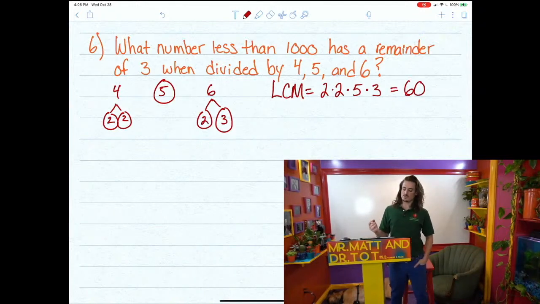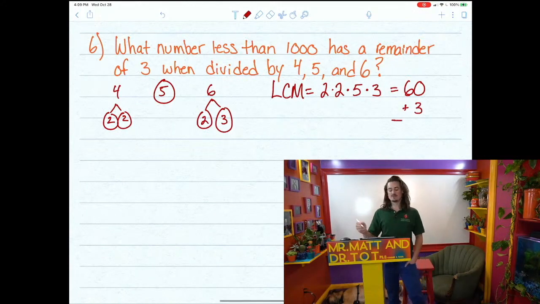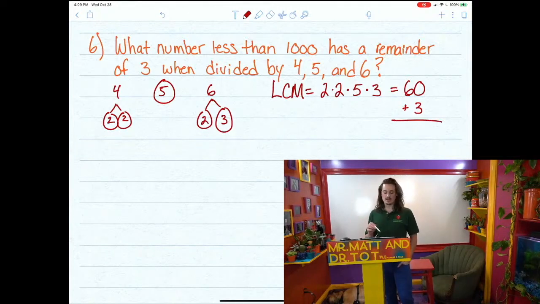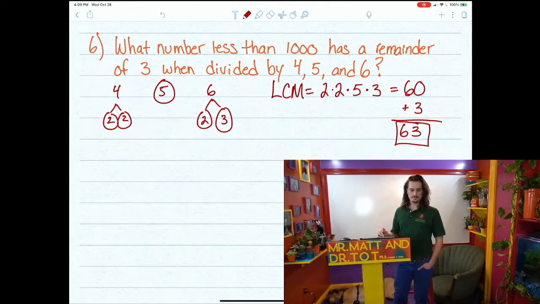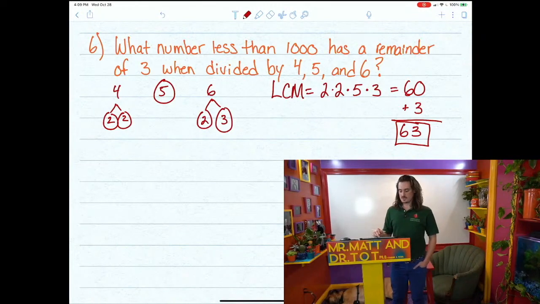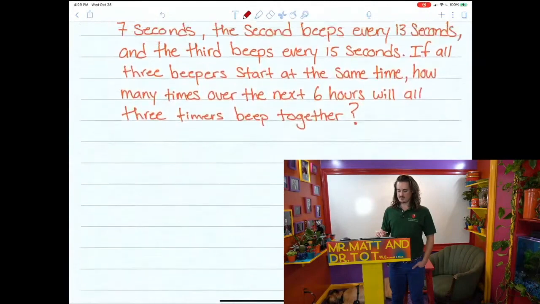And so if we wanted a number that had a remainder of 3, we would just add 3 to this LCM, because if this is the LCM, each of our values can directly multiply into this value, or this value is directly divisible by all of the values that we're interested in. Therefore, they have a remainder of 0 when we divide the LCM by any of these factors. So if we wanted a remainder of 3 with all of these factors, we would add 3 to the LCM, which would give us 63. If you have any questions, then please let me know. Otherwise, let's move on to 7.